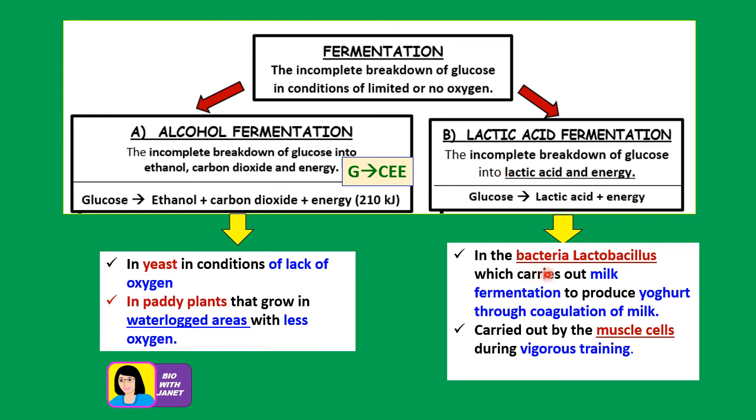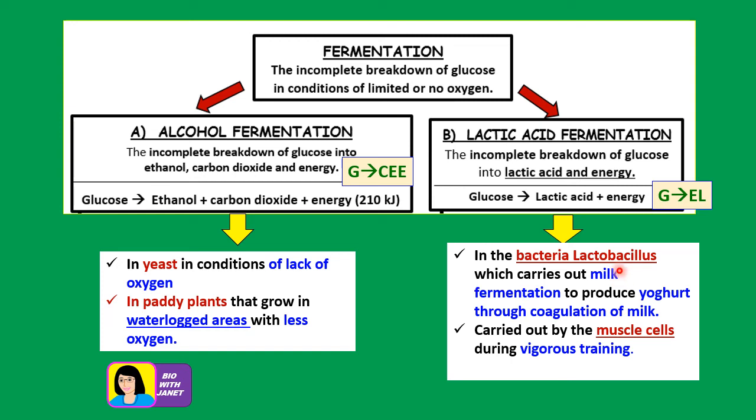It occurs in the bacteria Lactobacillus, which carries out milk fermentation to produce yogurt. So how is the yogurt produced? You can be asked this question as an essay question in the essay section. Now, to produce yogurt, you have to add the bacteria called Lactobacillus into the fresh milk that is prepared, and you have to leave it to ferment, right?